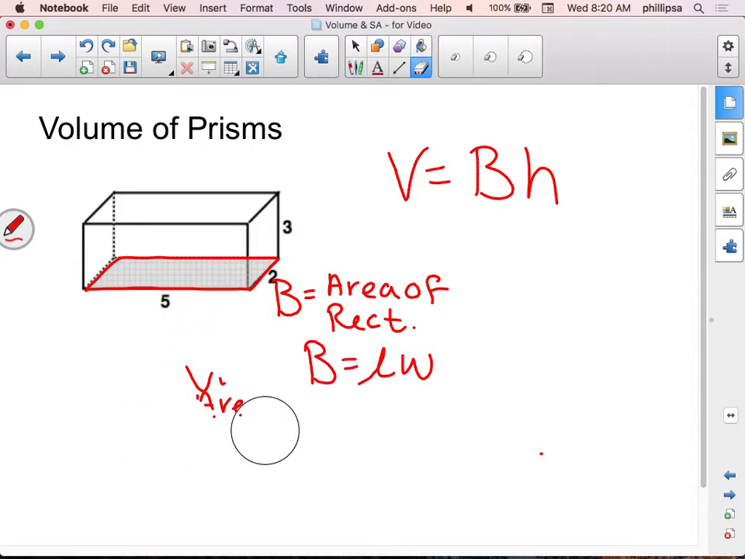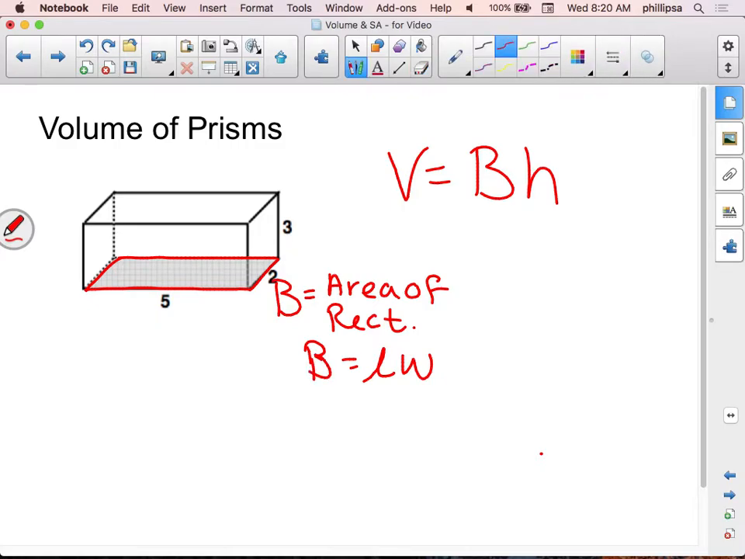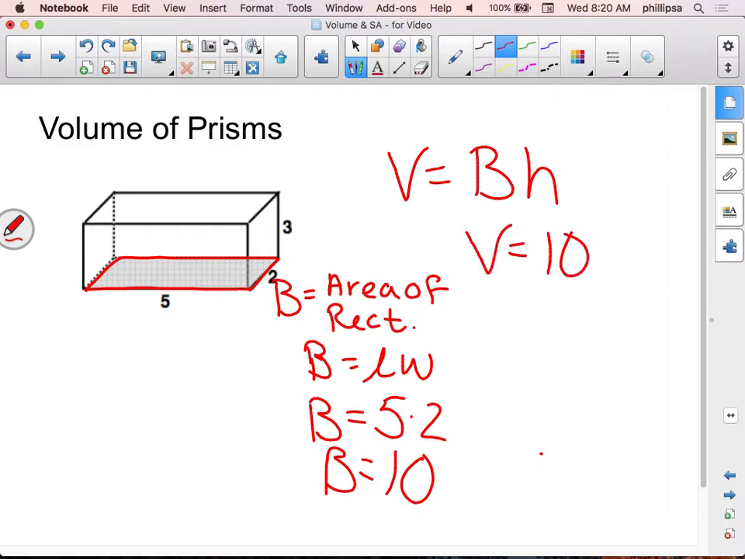Just going to take this away so it's out of the way a little bit. Okay, and my length can be the 5 and my width can be the 2. Of course, we know at this point it doesn't totally matter how you multiply. The area of your base here is 10 square units, okay? So now I know that the area of my base is 10 and the height of my prism here is going to be 3. So that's your height of the prism.